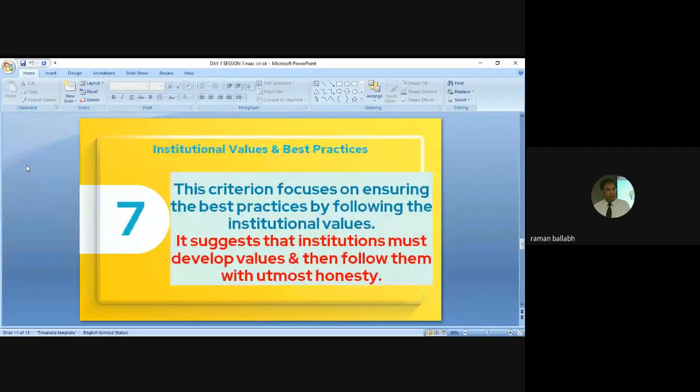So when I'm talking about the criteria, the seventh criterion is institutional values and best practices. Ma'am from nursing college, I was talking with you. Every nursing college, right? If it is a BSc nursing program, the course curriculum is defined by the Nursing Council of India. And the entry level of a student is also defined by the Nursing Council, that these are the students who can get admission in nursing. And for all the teaching fraternity, the minimum qualification is also given by the Nursing Council. So the syllabus is one and the same for everybody, the quality of student is one and the same, the teaching fraternity is one and the same.